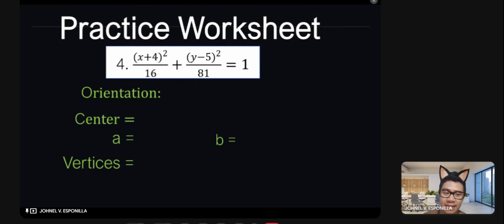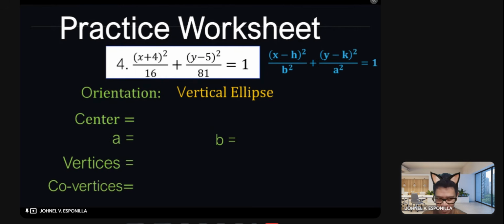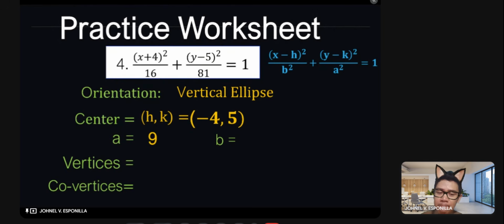Okay, the answer is vertical. Okay, bakit vertical? Kasi 81 yung mas malaki compared sa 16 and that is under y term. Okay? Ano ang center nito? What's the center? -4, 5. That is correct. What is the value of a? Square root of 81? That is 9. How about the b? Square root of 16 which is 4.